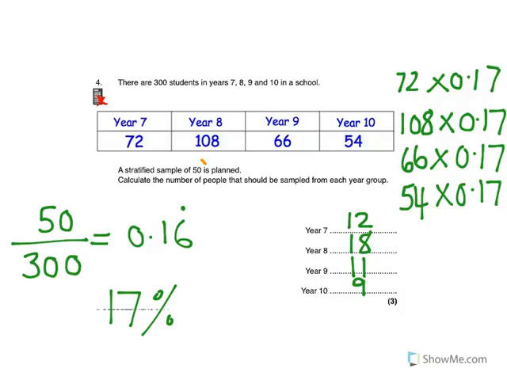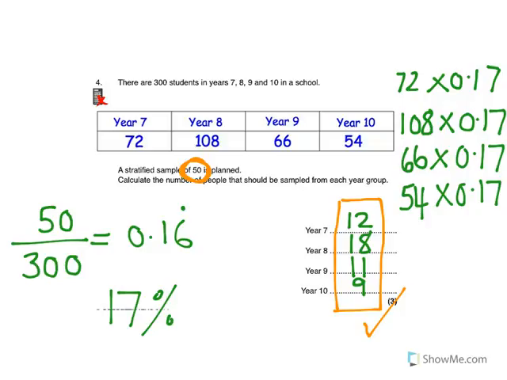Now, a really good thing to do here is to check that that makes sense. So I wanted a sample of 50 pupils. Do I have 50 pupils when I add these all together? So 12, add the 18, that's 30, plus the 11, 41, and plus the 9, 50. Yes, so they all add up to 50, so therefore that must be correct.